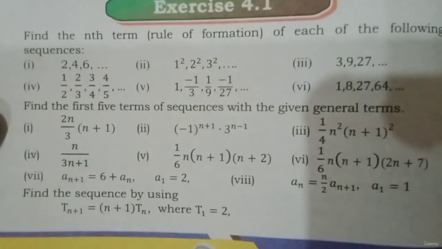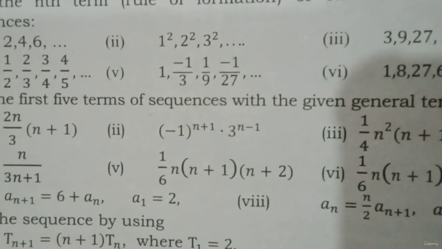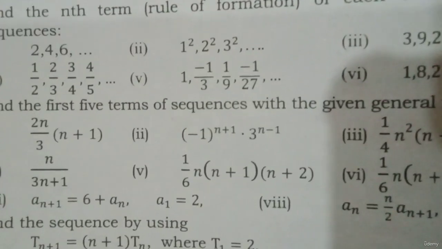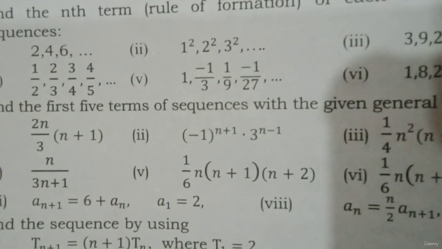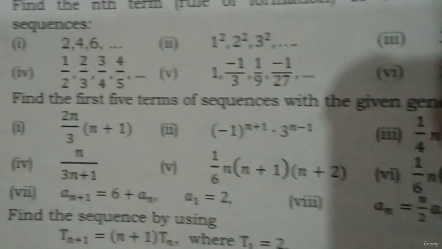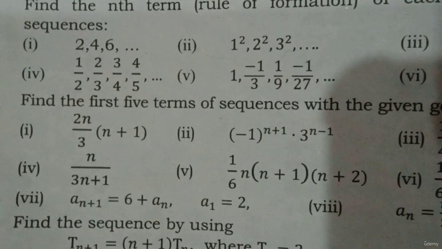Now let's move to our next question. Question 2 says: find out the first 5 terms of the sequences with the given nth terms. These are very easy. In these questions you are given the nth term and you have to find only the first 5 terms. Now take the first part, 2n plus n minus, put n equal to 1, 2, 3. Now I am taking the first part.